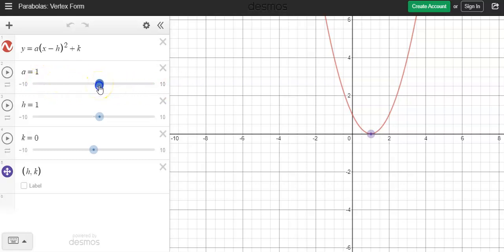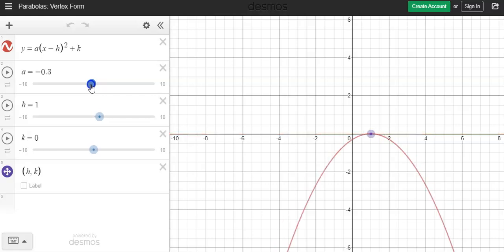What happens as a gets bigger and bigger and bigger? So it starts off at 1, and as it gets bigger and bigger and bigger, do you see how the graph is narrowing? It's getting skinnier. That's called a dilation. What happens if a gets smaller? Well, as it gets a little bit smaller, like a fraction, see how it gets very wide? Until it gets down to 0, then it's completely flat, which isn't very interesting. In fact, that's not a quadratic anymore, that's a line.